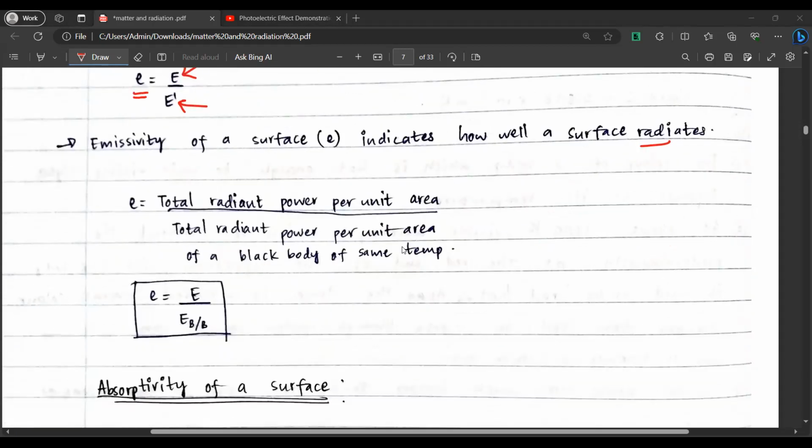So, emissivity e is equal to the total radiant power per unit area. That means E dash over E of the black body. Okay, so this is the equation.